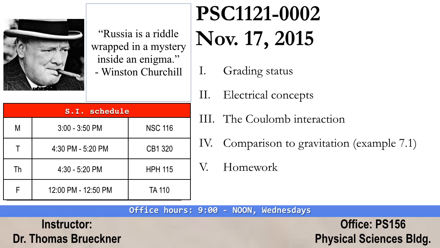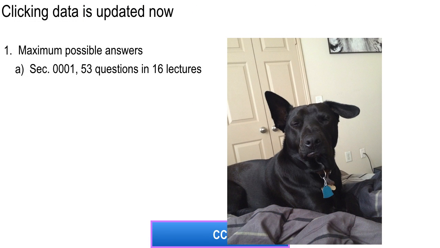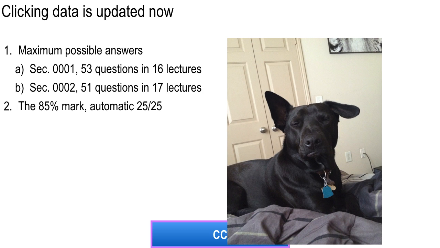A couple other things I want to review with you. First of all, Clicky Data is updated as far as last Thursday. All right, so that's lecture 24. And in terms of how many questions possible, section 1 had 53 questions possible, 16 lectures. And you guys, section 2, you have 51 questions on the books in 17 lectures. So the 2 sections are a little bit apart. The 85% mark is different for each as a result.